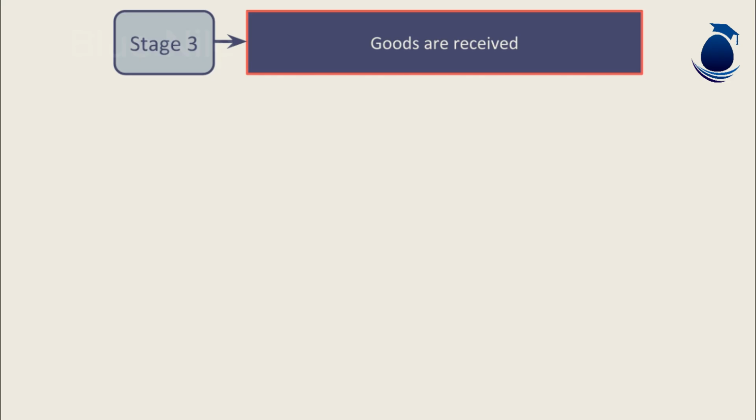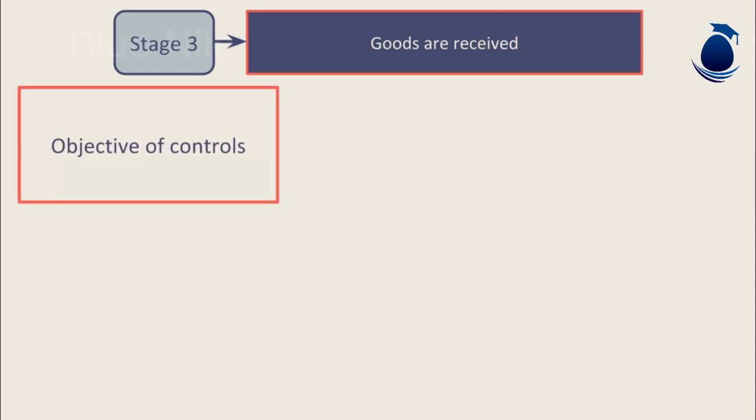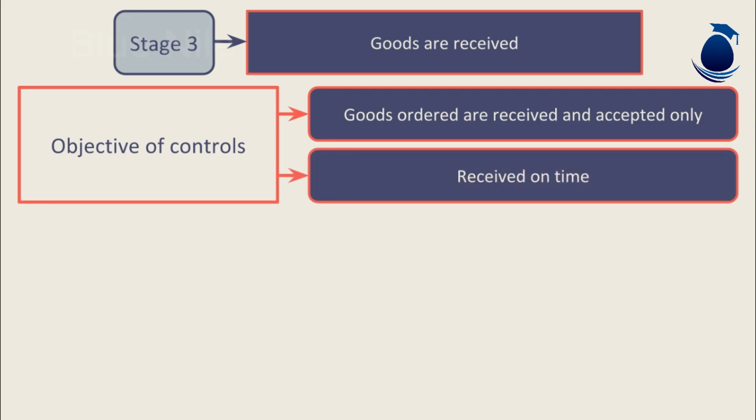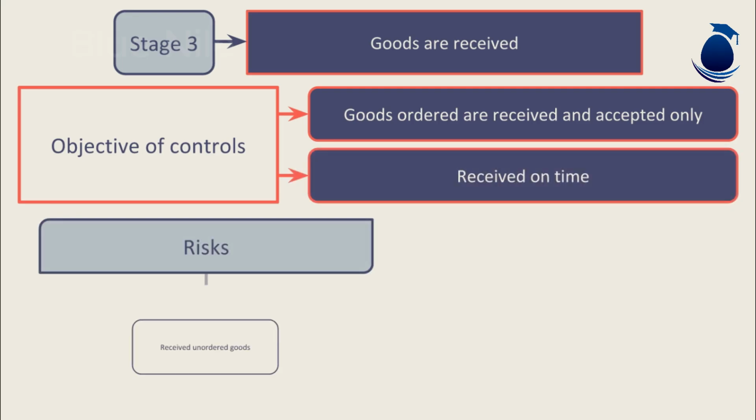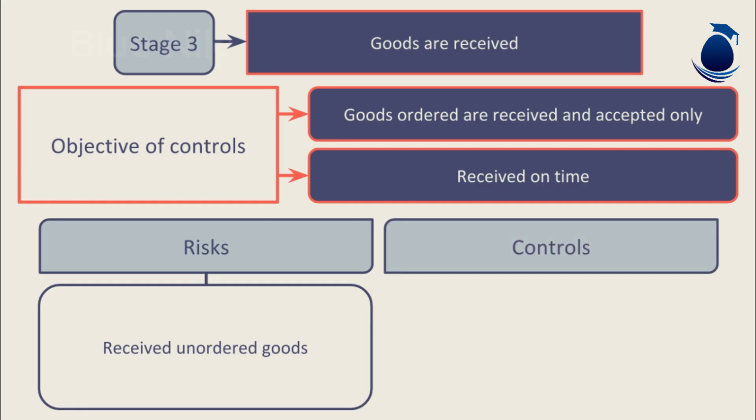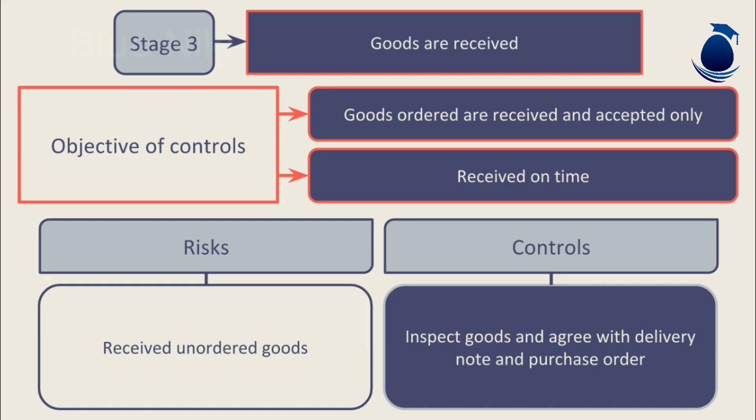Stage 3 is when the goods are received. This is usually in the warehouse, where a delivery note or goods received note will be prepared. The objective is to ensure only goods ordered are received and accepted, and received on time. A risk could be that goods received have not been ordered by the company, and a control would be for every delivery, the goods should be inspected and agreed to the delivery note and a copy of the purchase order. This should then be signed by that staff member.